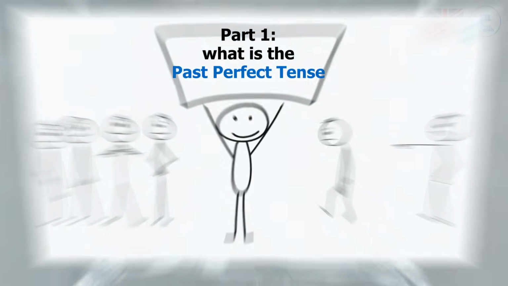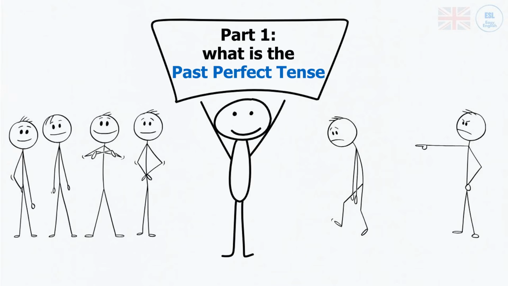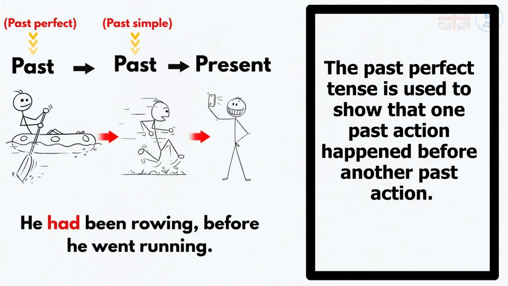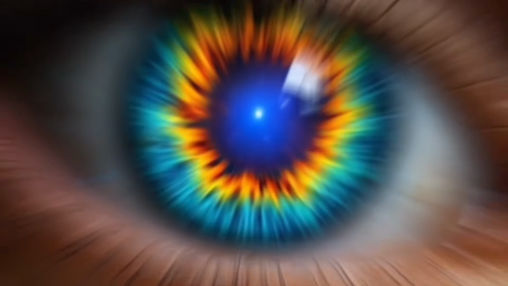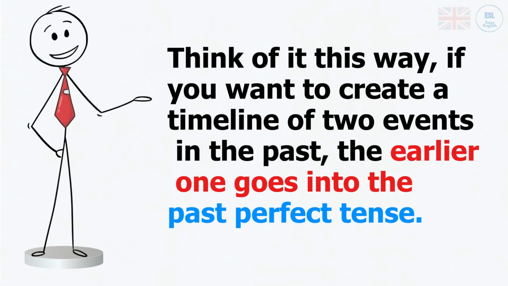Part 1. What is the past perfect tense? The past perfect tense is used to show that one past action happened before another past action. Think of it this way. If you want to create a timeline of two events in the past, the earlier one goes into the past perfect tense.